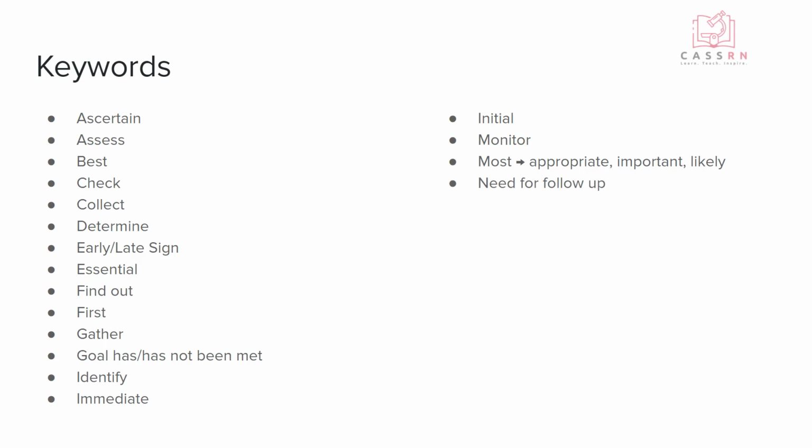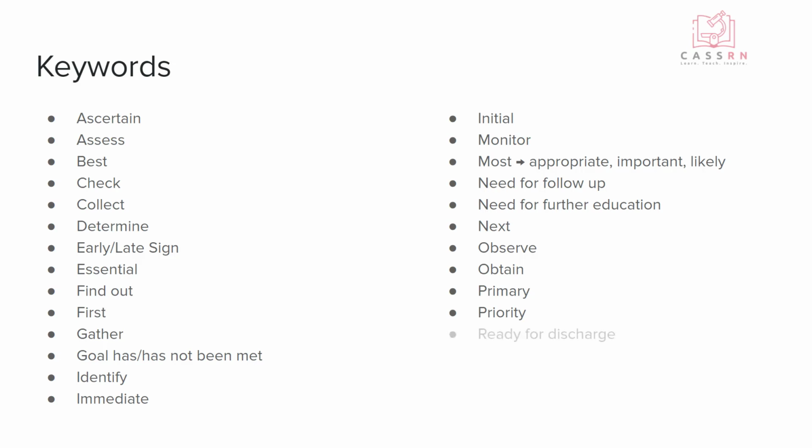Need for follow-up. This is going to indicate that your patient needs to still do something, needs more education, or needs to follow up. Or again, like I said here, for more education. What's the next thing you should do? You need to observe, obtain. The primary thing that you should do, or priority. Your patient is ready for discharge. This is going to indicate that they're a stable patient that's ready to go. The nurse needs to recognize. The patient needs to understand, or something that is vital or essential.